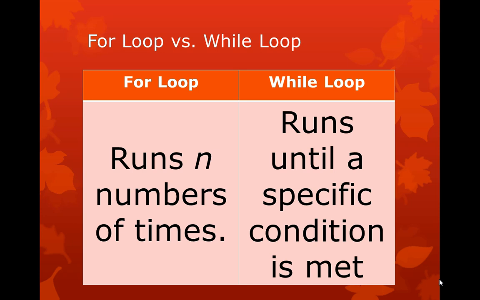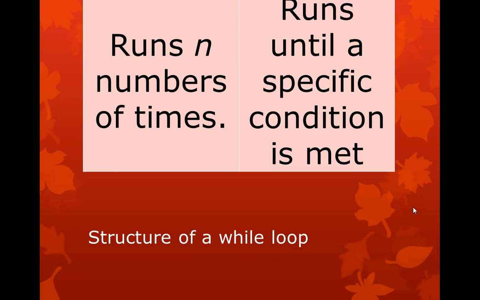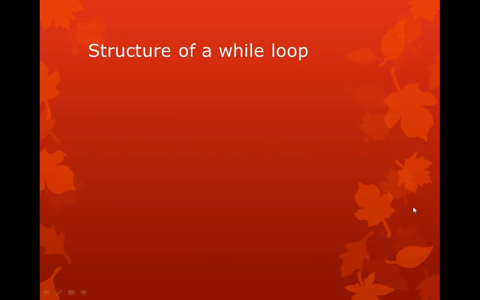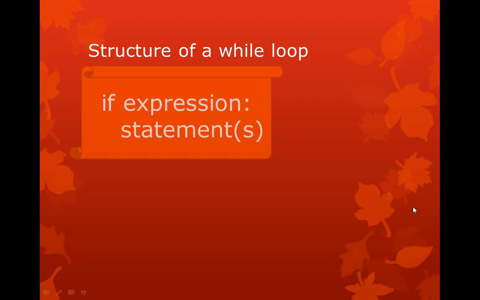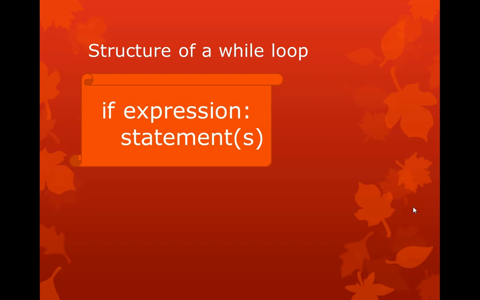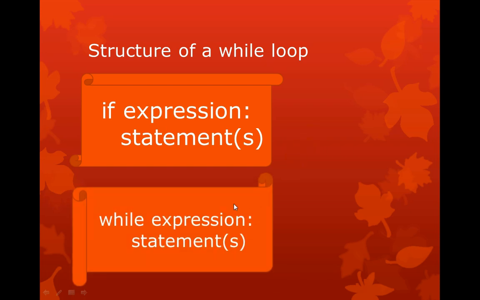This table shows a simple difference between for loops and while loops. A for loop runs a specific number of times, but a while loop runs until a specific condition is met. So what is the structure of a while loop? To begin, let us recall the general form of an if statement. The if statement relies on a Boolean expression. The while loop has a similar form, and it also relies on a Boolean expression.